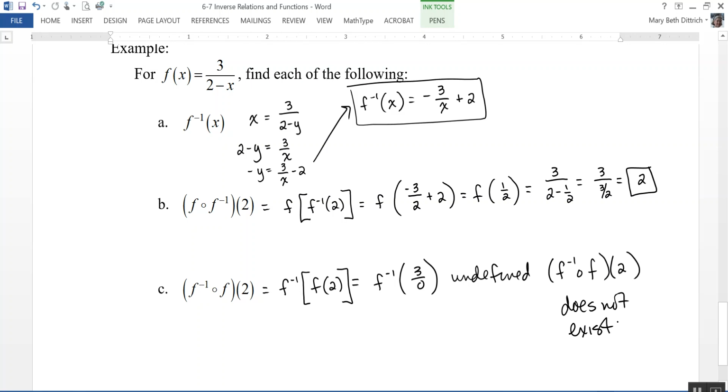So in this section we took a look at inverse relations and functions, the fact that the inverse of a relation basically just swaps the x and the y. Sometimes the original can be a function but its inverse is not, and then we looked at how to use composition of functions to determine whether things are inverses or not.